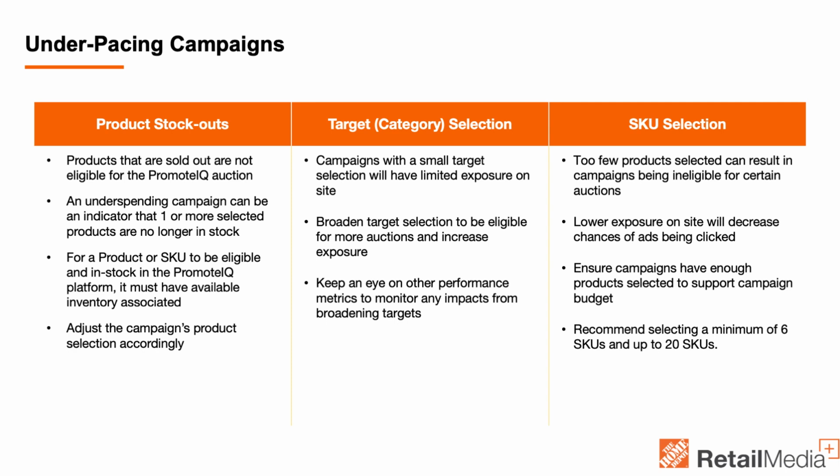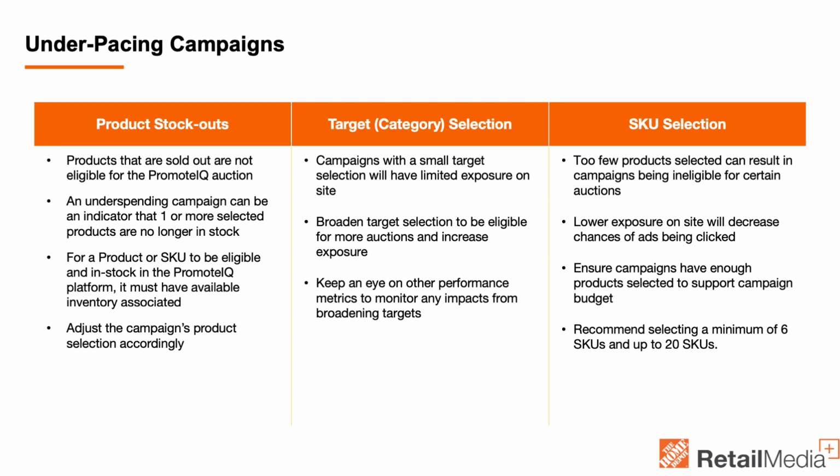Another reason for underspending is limited target selection. If your campaigns are limited to a small number of targets, exposure on site will also be limited. Consider broadening your target selection to be eligible for more auctions and increase your exposure across the retailer's digital properties. Keep an eye on other performance metrics to monitor any impacts from broadening your targets.